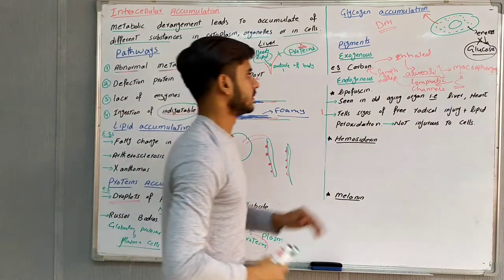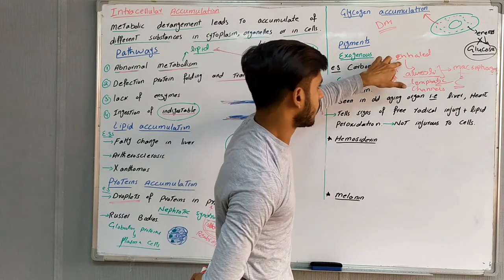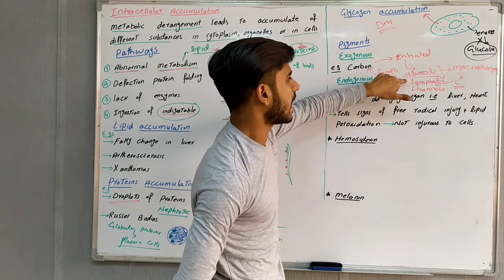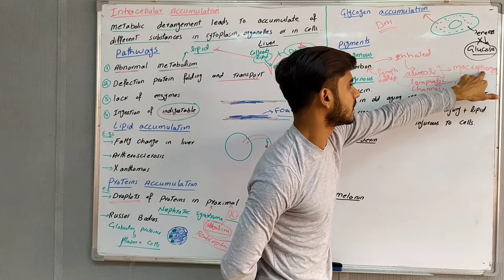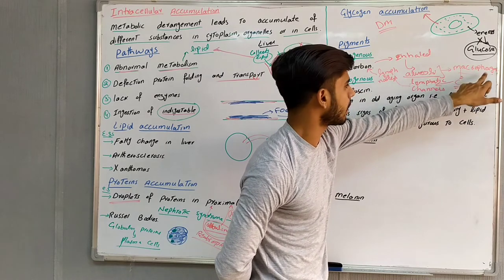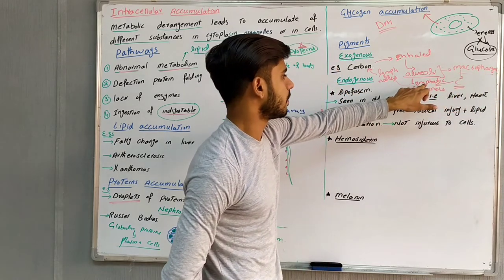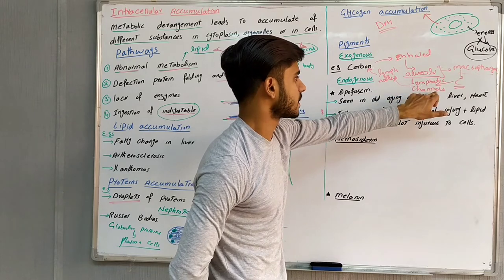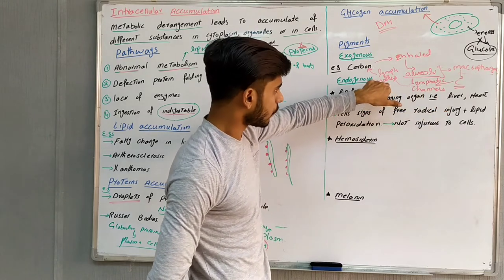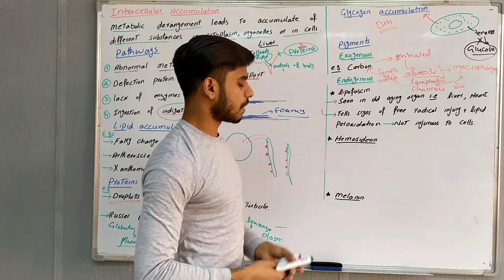What happens is that when carbon is inhaled into the body, in the alveoli there are macrophages. They will attack the carbon and engulf it. Then the carbon is transported through the lymphatic channel to the lymph nodes. But in the lymph nodes, carbon will be accumulated. So carbon accumulation will happen.